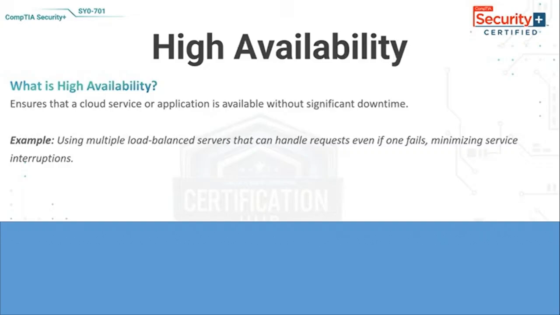High availability is what? It ensures that the cloud service or application is available without significant downtime. There is no downtime. This is what we call high availability. Using multiple load balancer servers that can handle requests even if one fails minimizes the service interruption. This is called high availability.